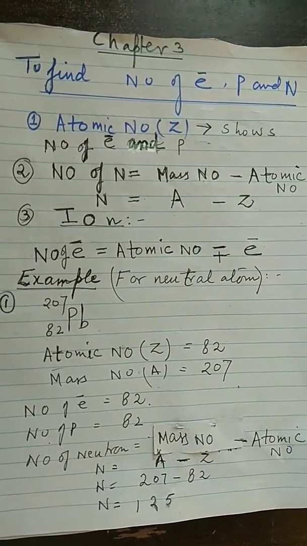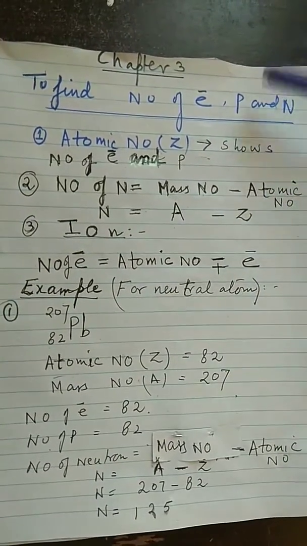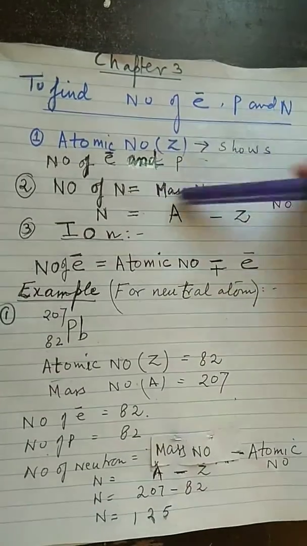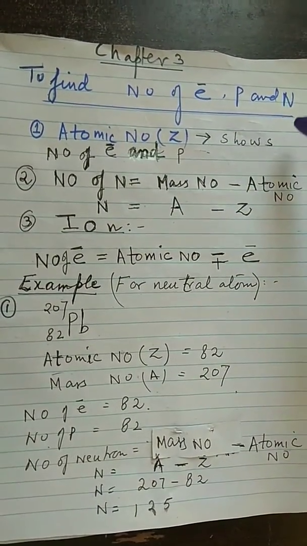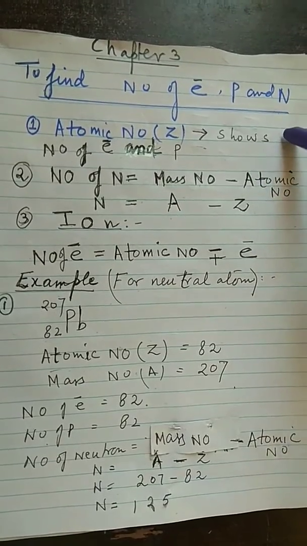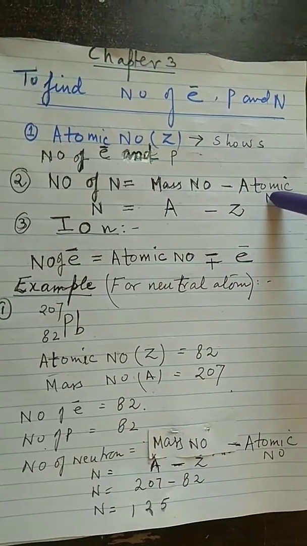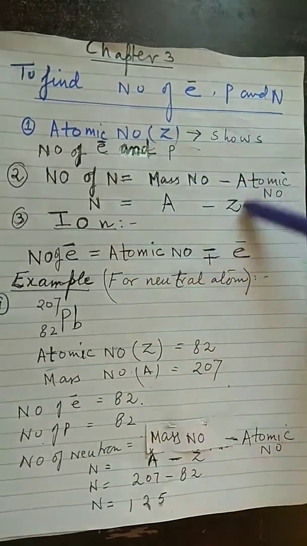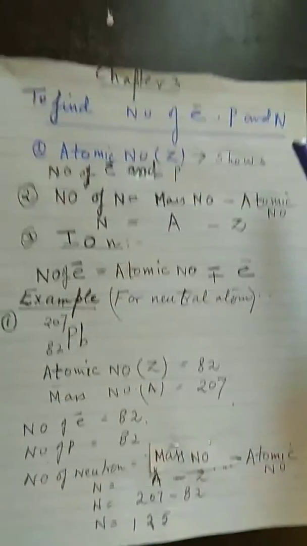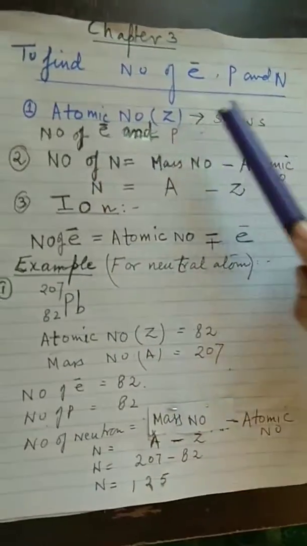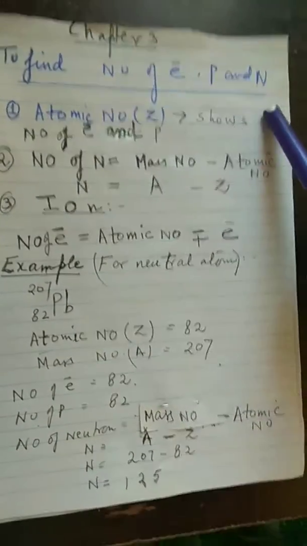topics. Now, from the chapter, many students ask, can we explain again and again? Some students ask how to calculate the electrons, protons and neutrons when the atom is neutral or when the atom is in the form of an ion. So today I will explain once again how to find the number of electrons, protons and neutrons.